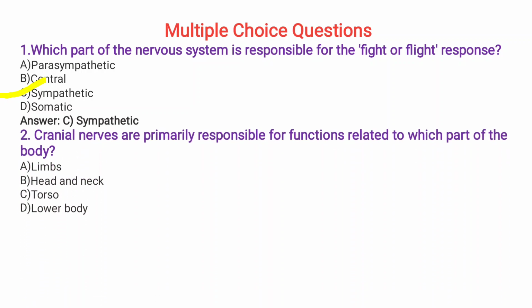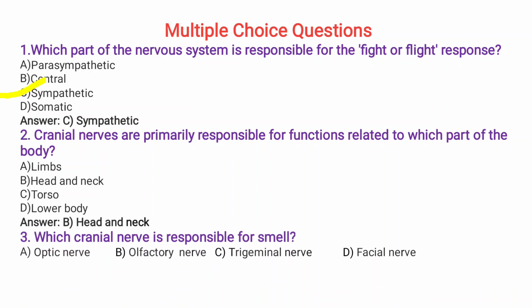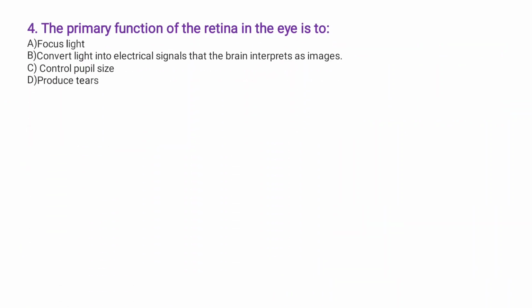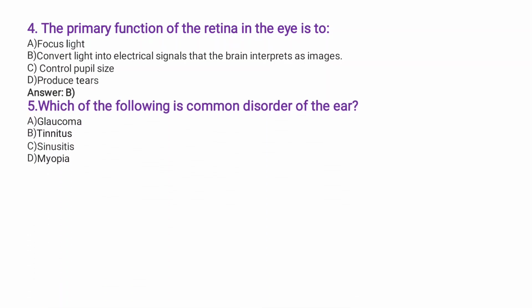Next, cranial nerves are primarily responsible for functions related to which part of the body? Head and neck. Which cranial nerve is responsible for smell? Olfactory nerve. Next, the primary function of the retina in the eye is to convert light into electrical signals that the brain interprets as images. Which of the following is a common disorder of the ear? Glaucoma. Glaucoma is an eye disorder. Tinnitus, stenosis, myopia. So B is the correct answer.